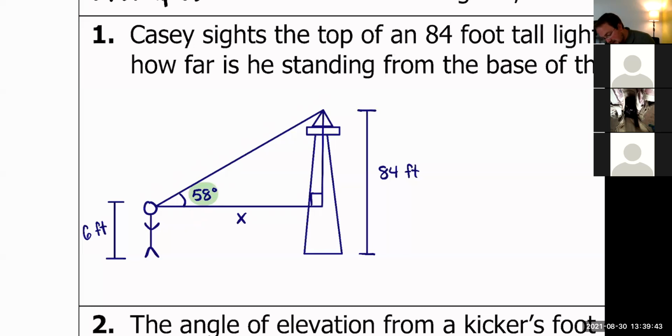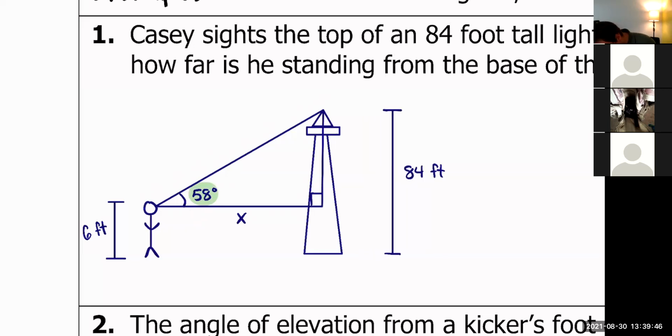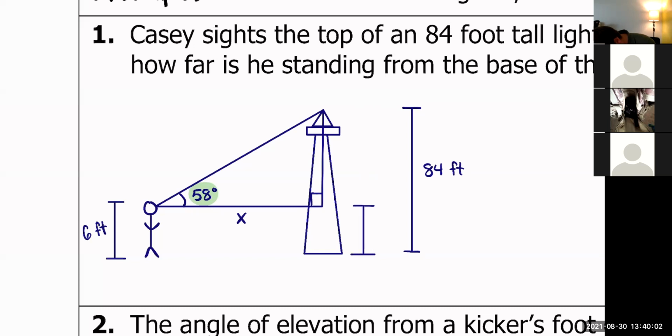This takes a little bit of imagination and creativity. I'm going to scoot this out just a little bit because I know how tall the lighthouse is. Is that correct? Yeah. So if I look at where Casey is at, he is already taking up how much of that? 6 feet. He's taking up 6 feet of that 84 feet, which means how much of that is left for that opposite side of the triangle? How would you figure that out? Subtract 6 from 84, which is, I think, 78.